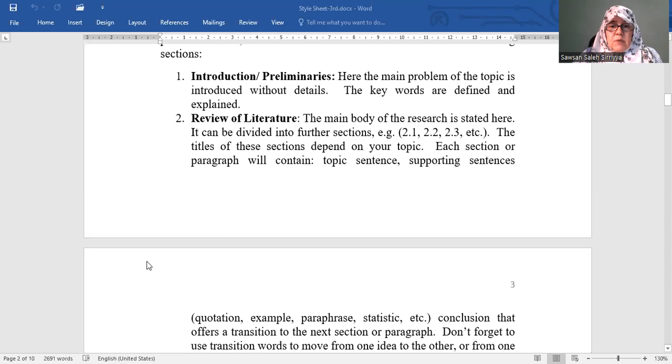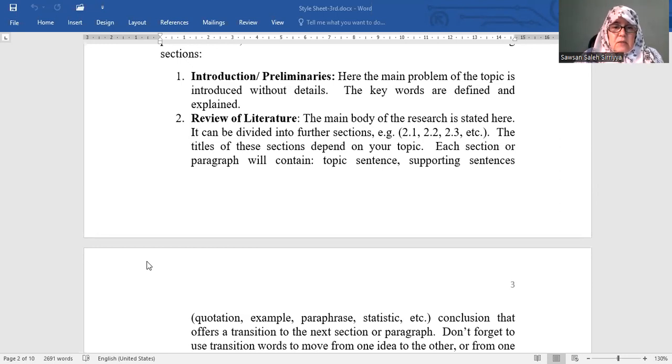Preliminaries are the main points. Here, the main problem of the topic, and when I say problem, it doesn't mean difficulties. It means the subject you are talking about. The problem of the topic is introduced without details. The keywords are defined and explained.